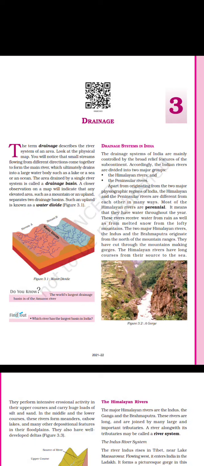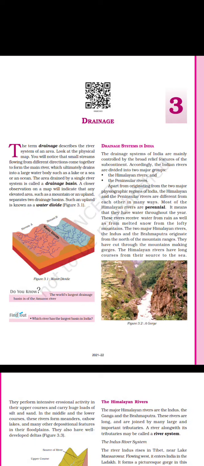Do you know the world's largest drainage basin is of the Amazon River? Find out which river has the largest basin in India. Drainage system in India. The drainage system of India is mainly controlled by the broad relief features of the subcontinent. Accordingly, the Indian rivers are divided into two major groups, the Himalayan rivers and the Peninsular rivers. Apart from originating from the two major physiographic regions of India, the Himalayan and the Peninsular rivers are different from each other in many ways.